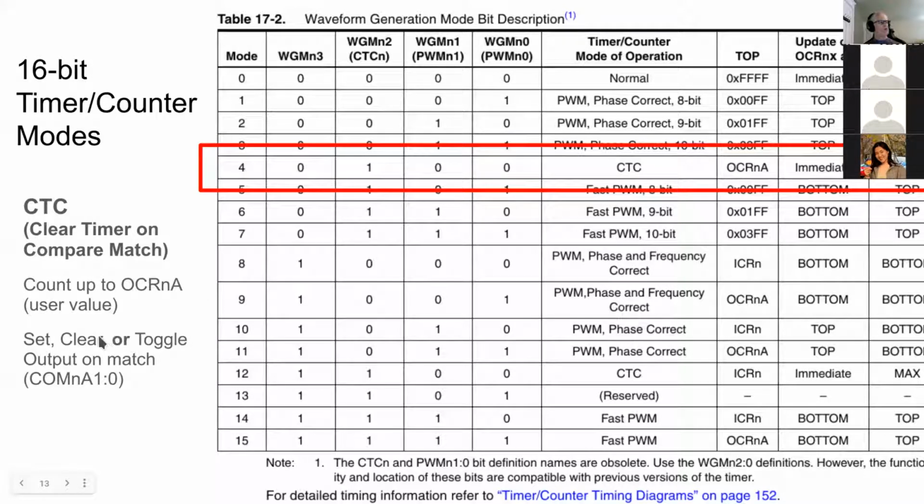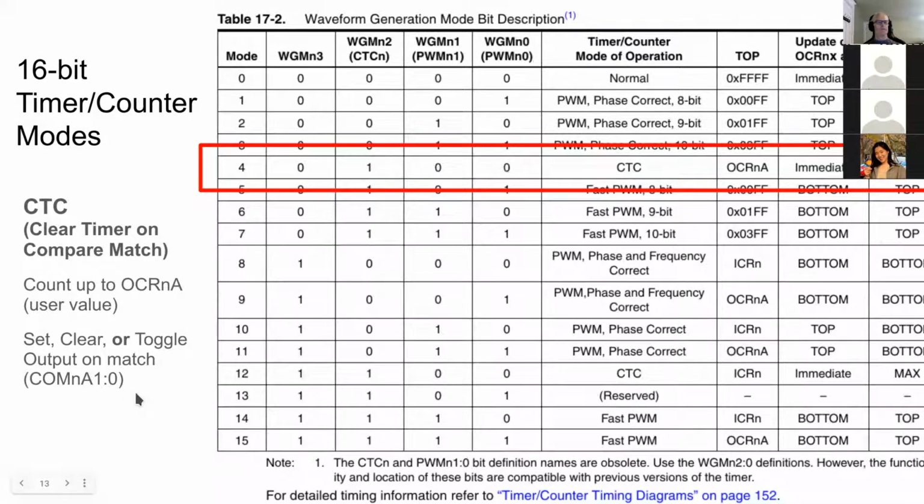And so once it gets up to that value that you plug in, it will reset and start over. And the compare match event will be detected there. And so then you can set the waveform generator to do whatever you want. And we'll get more explicit about that.